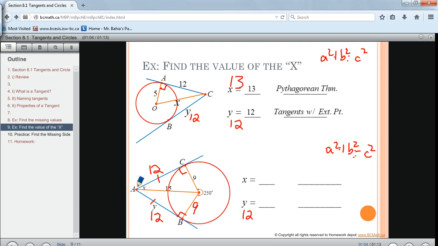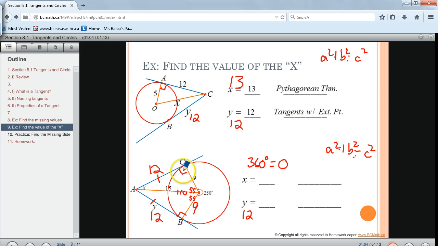Now the tricky part is that angle there. We know that's 90. Is there any way we could figure out what that angle is there? Well, they tell you that that's all 250. Do you know how many degrees are in a full circle? Well, there's 360 degrees in a full circle. If that's 250, that means the leftover is 110 degrees. 360 minus 250 is 110. This line is cutting that right in half. So that means this is 55. And that's 55.